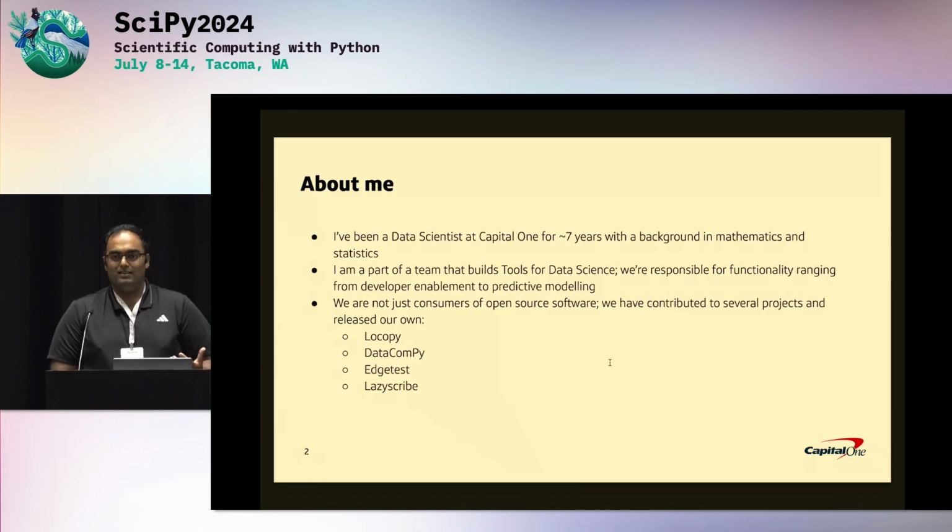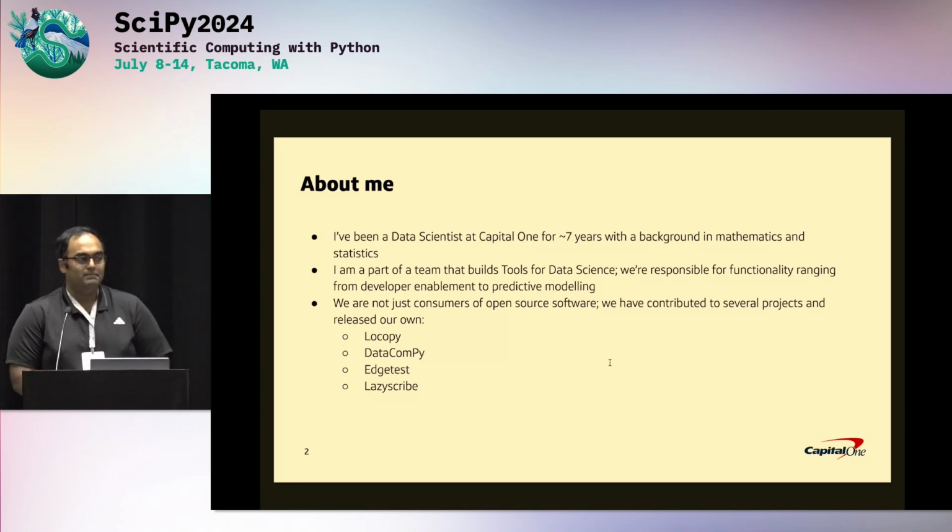At Capital One, we build tools for data scientists. We try to codify the knowledge that's been used to build models over the years into libraries, ranging from developer enablement all the way through predictive modeling.